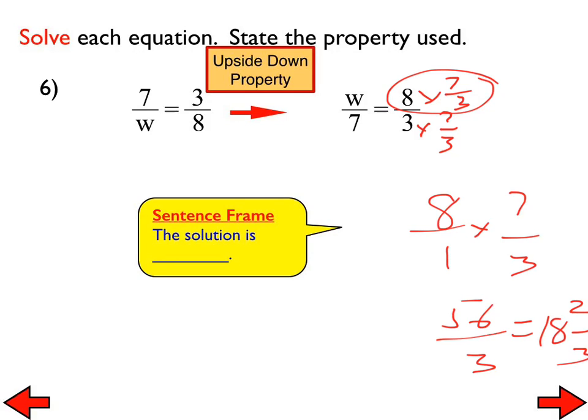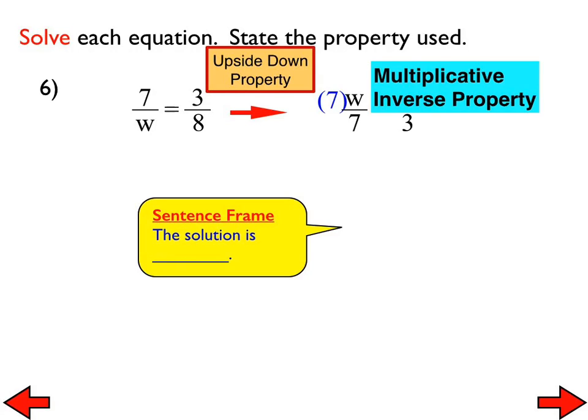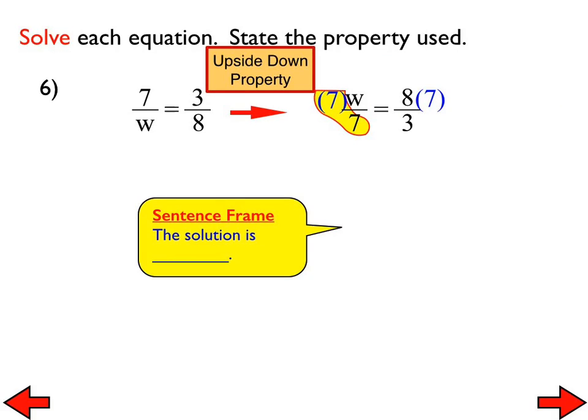Okay? Or the newest method, which really isn't a new method, it's just the same way we've been solving equations all year long. W over 7 means W divided by 7. The inverse property to dividing is multiplying. Or you're trying to create one right there with the multiplicative inverse property. So if you're going to multiply that side by 7, you have to multiply the other side by 7. We made our 1 right there. And so now we need to figure out what 8/3 times 7 over 1 is. And just like in the previous method, it is 18 2/3. So the solution is 18 2/3. Pick your method.